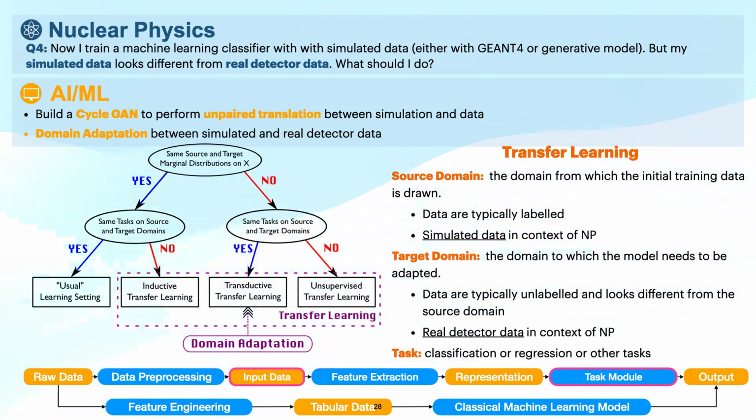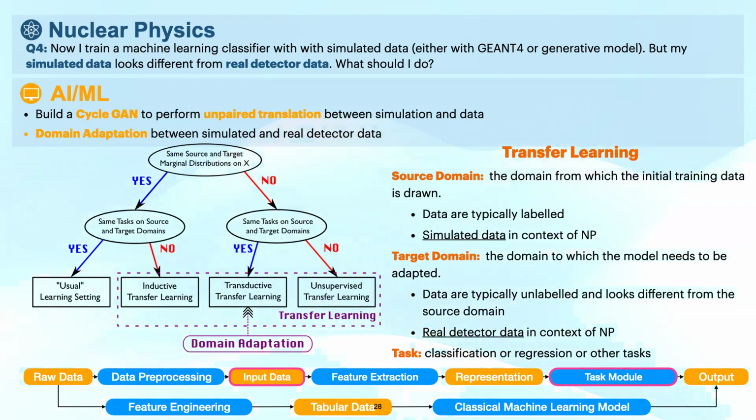To understand transfer learning, I will need to introduce two concepts to you. The first concept is called the source domain. The source domain is the domain in which our training data is located, or drawn from. In the source domain, the data are typically labeled. In the language of nuclear physics, the source domain is basically our simulated data, because when we are simulating a detector event, we know exactly what it is. That's why we call it the source domain.